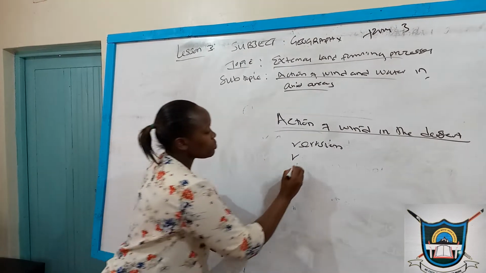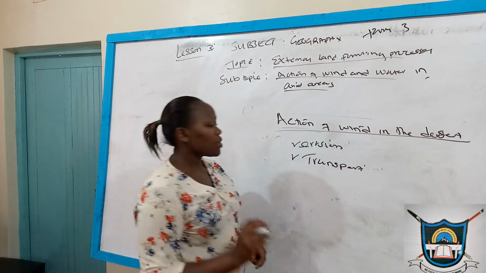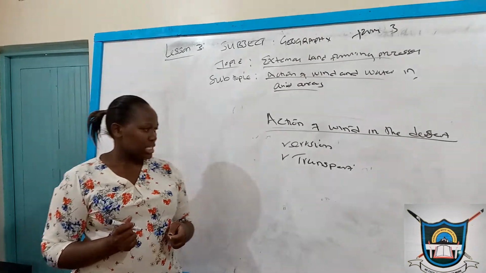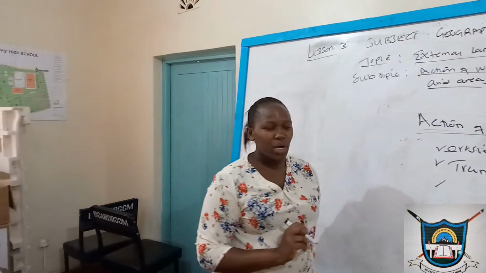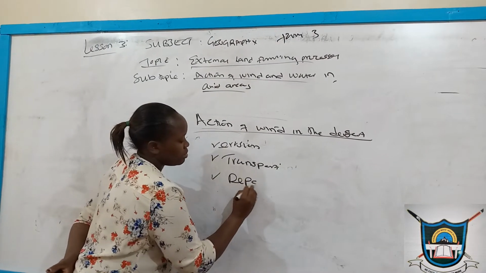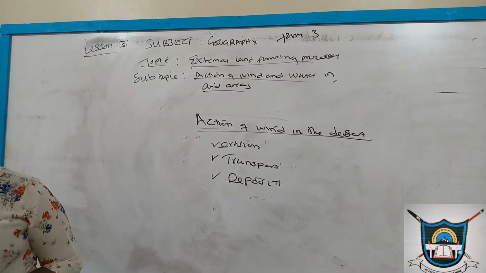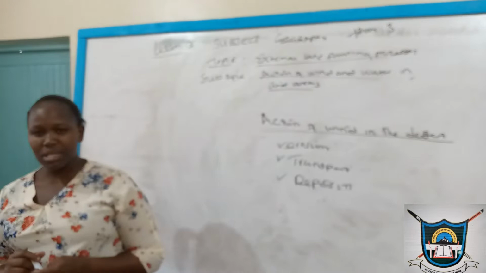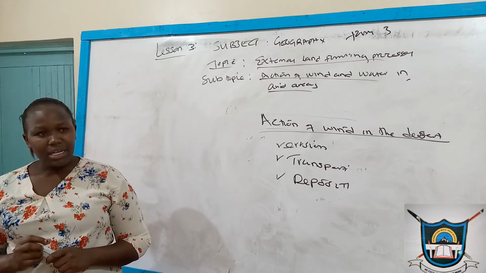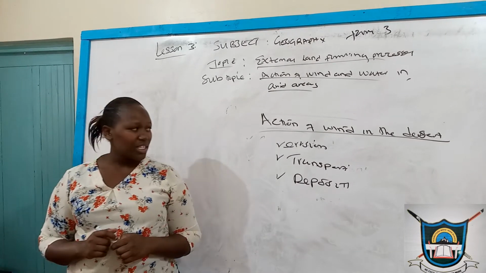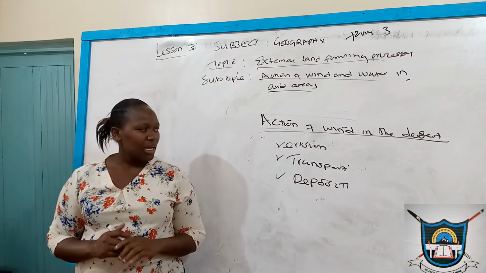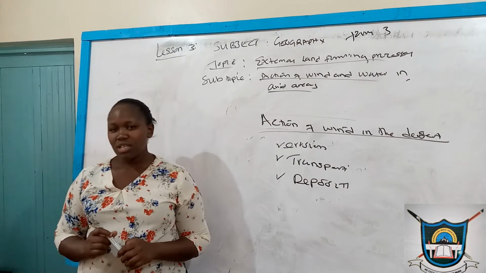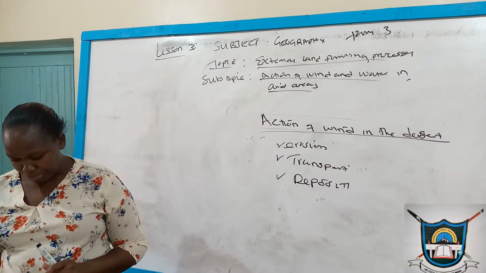Number two, it is to transport. After eroding, the wind transports the materials it has eroded using different processes that we are going to discuss in our later lessons. And then finally, the work of the wind in the desert is to deposit. As a result of these three, it leads to formation of different features: features formed due to wind erosion and features formed due to wind deposition, but there are no features formed as a result of wind transport.